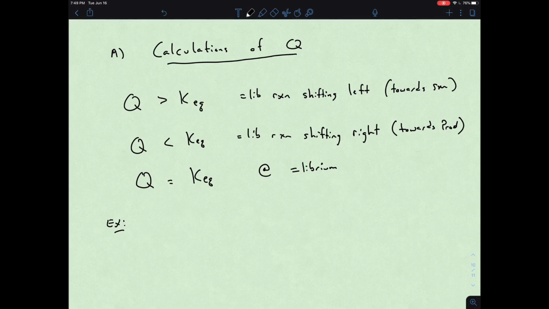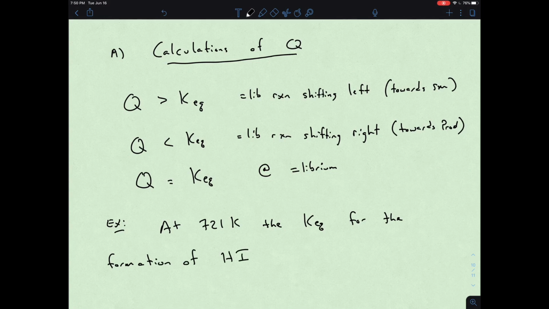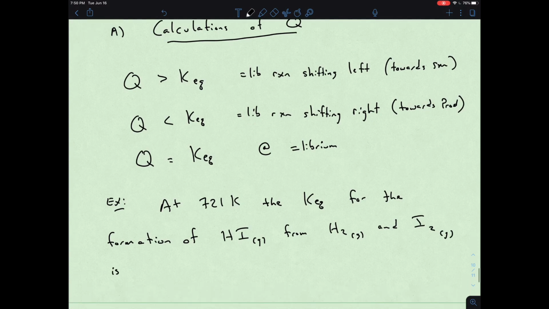So the example I'd like to use is hydroiodic acid. At 721 Kelvin, the Keq for the formation of HI from hydrogen and iodine gases is 50.5.